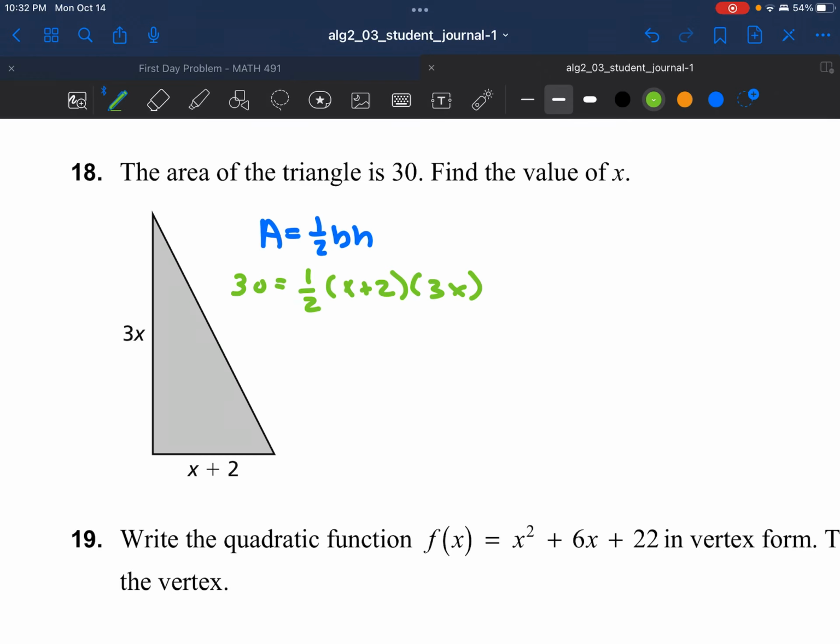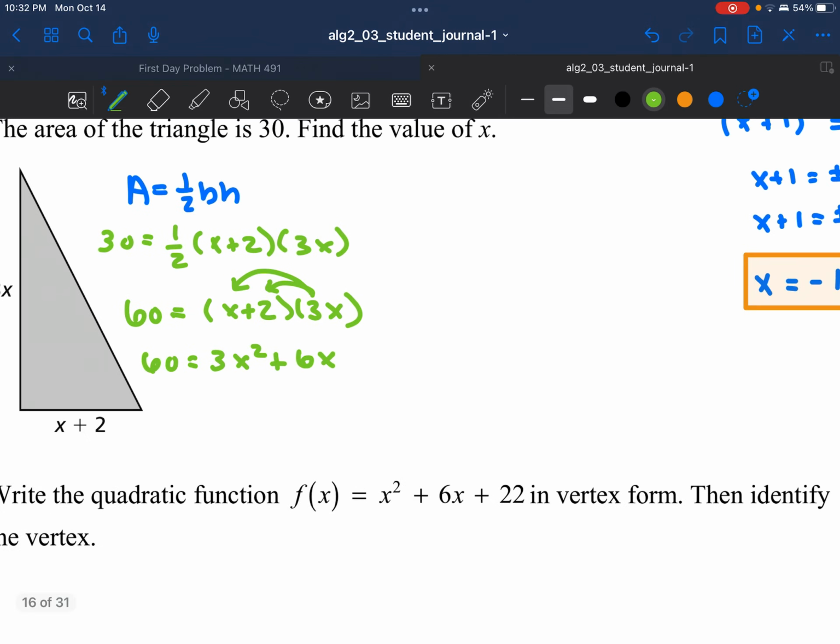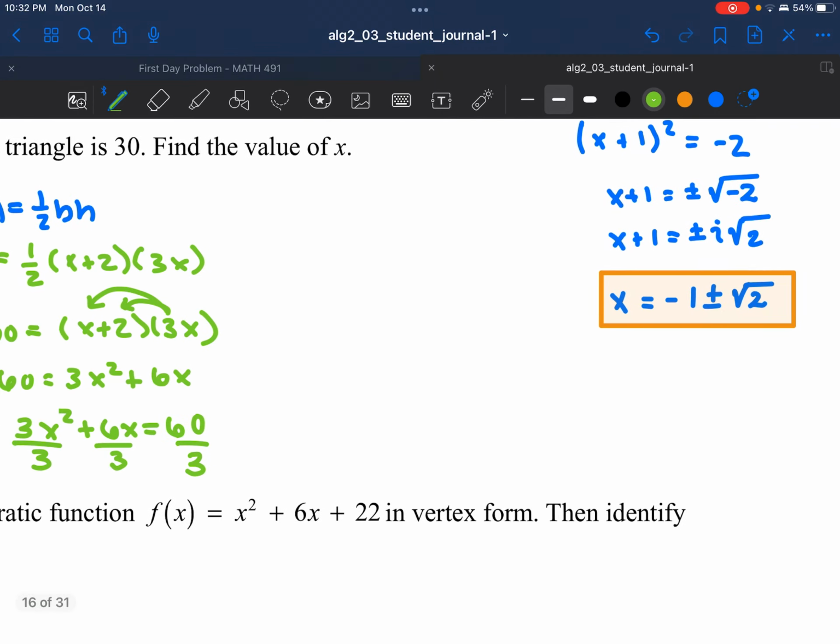Okay. Then I'm going to go ahead and multiply 30 by 2. That's going to be 60 equals x plus 2 times 3x. I'm going to distribute this. I have 60 equals 3x squared plus 6x. And now I'm going to complete the square. So I'm going to rearrange this a little bit, but nothing has changed. And now I'm going to divide everything by 3 to start completing the square. So this is going to be x squared plus 2x equals 20.